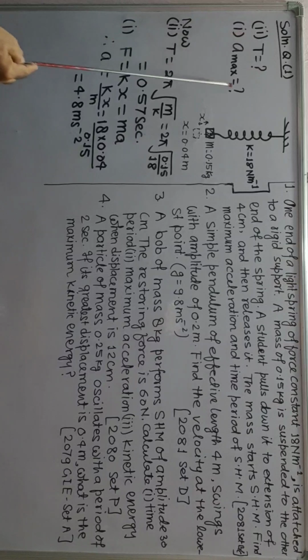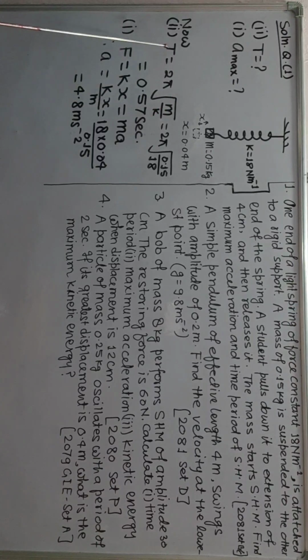We have to find the time period of simple harmonic motion and maximum acceleration. Now, for a mass vibrating with the spring, time period is given by T is equal to 2 pi under root m upon k. Putting the corresponding values, we get T is equal to 2 pi under root 0.15 upon 18, which gives 0.57 second.